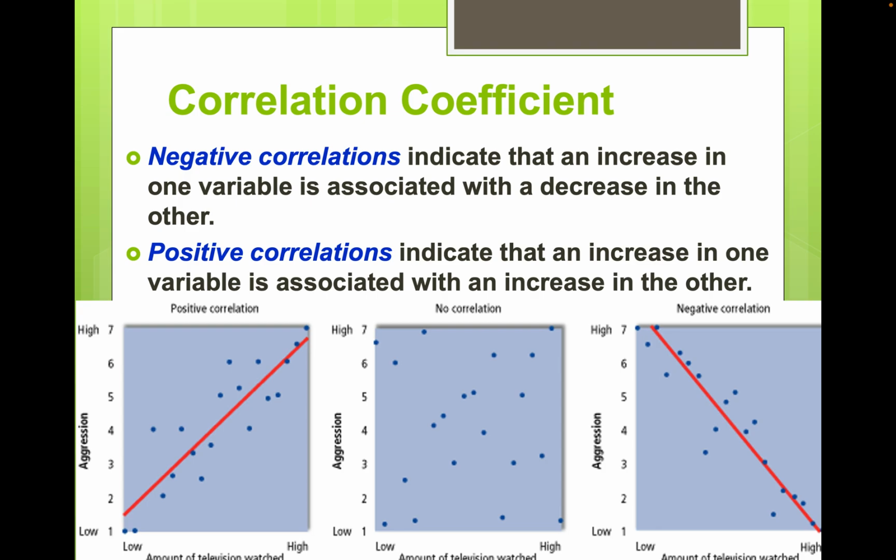Negative correlations indicate that an increase in the one variable is associated with a decrease in the other. A positive correlation indicates that an increase in one variable is associated with an increase in the other. And this is what a positive correlation looks like if you use a scatter plot to plot it. This is no correlation, it's all over the map. And this is a negative correlation, it goes in the other direction.